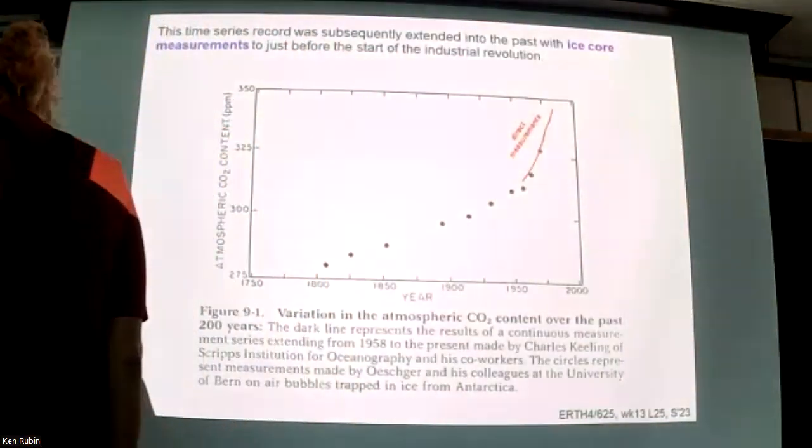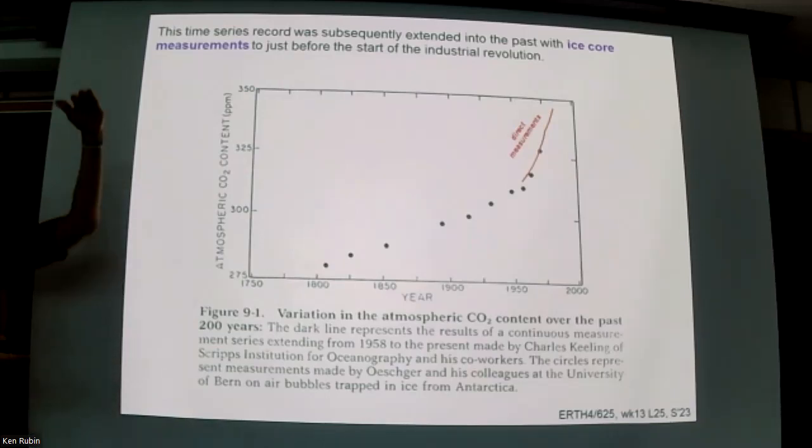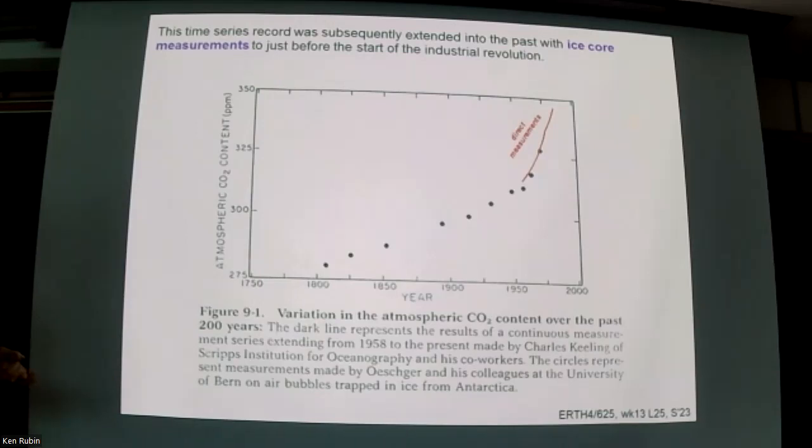So how do we go further back in the past? We go back into the past using an ice core record. So ice cores have various things about them which allow us to tell time. There's usually dust deposits that delineate individual years.